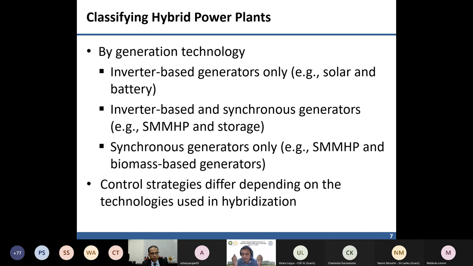You would all appreciate that we have far more experience operating generators, operating systems with synchronous generators. So one would think that if you have different synchronous machine-based assets hybridized together, then it would be easier to plan, operate and control such a system. Whereas you have limited experience with inverter-based assets. So you'll need more complex controls for hybridizing plants with inverter-based generators and synchronous generators combined together. And that is actually an active area of research today as far as hybridization is concerned.